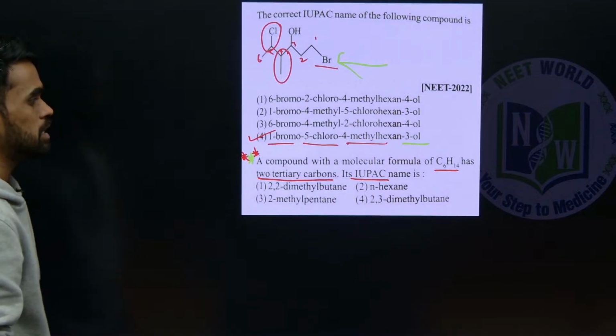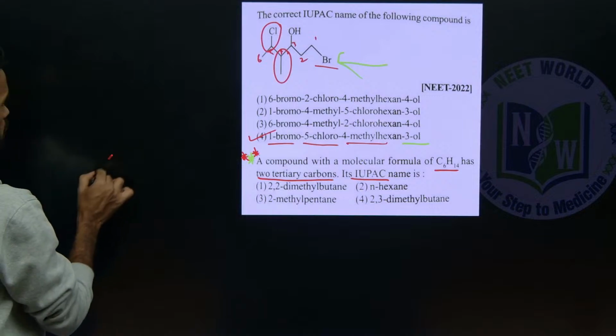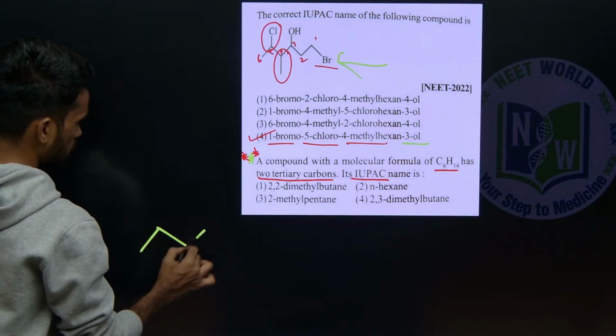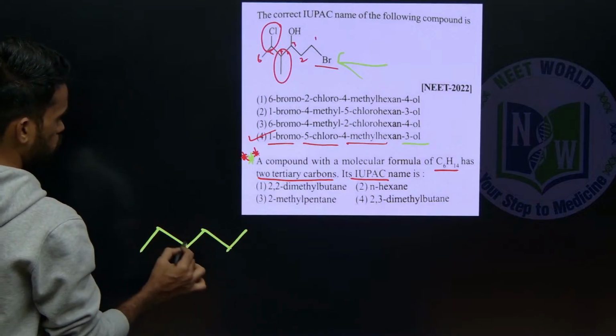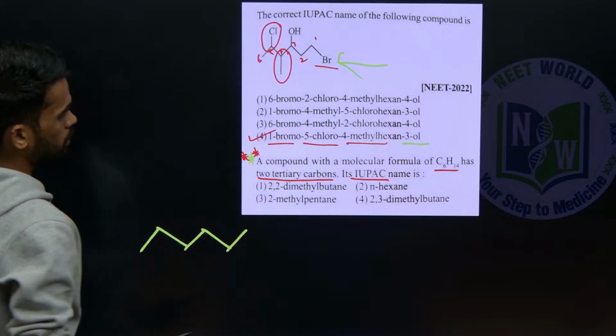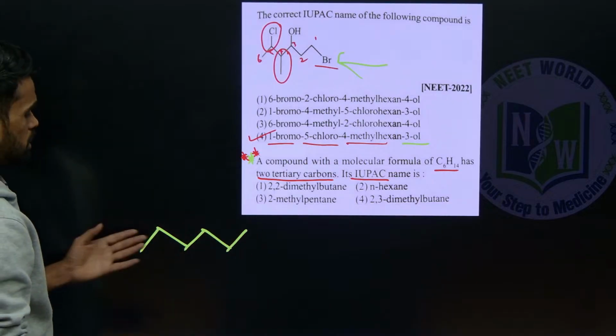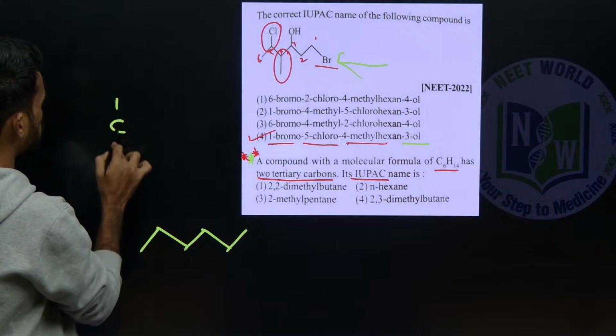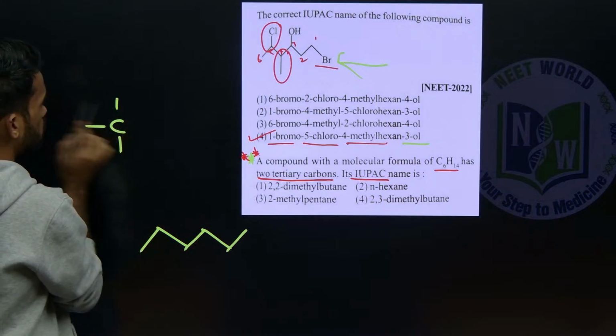How do you write these? 6 carbons are there, right? Write a chain here first. Write the parent chain like this. Okay, 1, 2, 3, 4, 5, 6 over. If this is a chain we are writing for 6 carbons, there is no tertiary carbon we are seeing. Tertiary means what? Carbon should be surrounded by 3 other carbons.